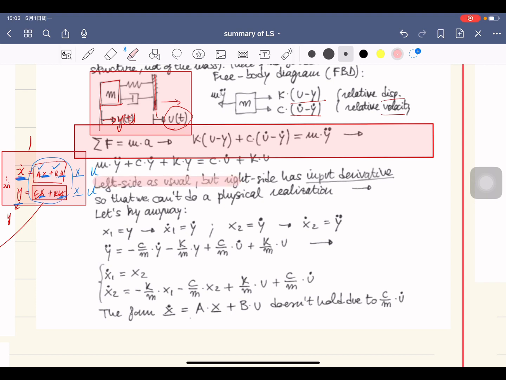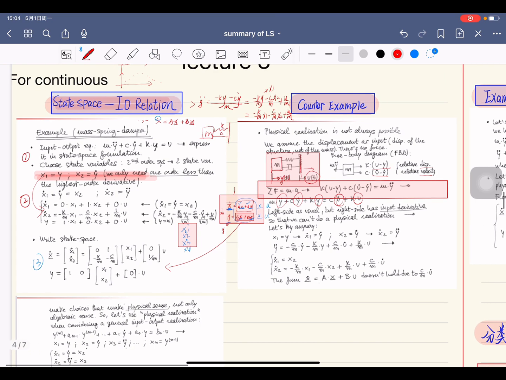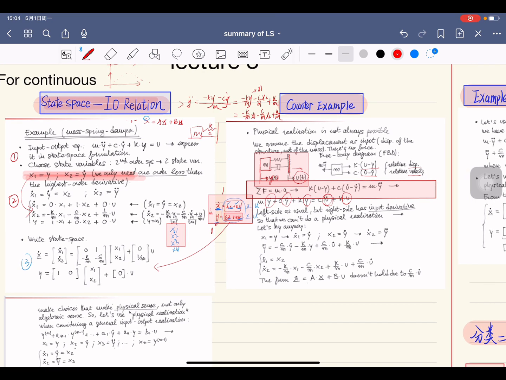The left side is as usual, but the right side has an input derivative, so that we can do a physical realization. Anyway, s1 equals y, so s1 dot will equal y dot, s2 equals y dot, so s2 dot will equal y double dot, the same way, right? But now we find that the difference between the last equation and this equation is that the derivative not only comes out for y, but also for the input. Not only for the output, but we also have the derivative of the input. So this way it's not very convenient for the method we just used. But actually, we will have a method to solve it in the next lecture, so don't worry about it. But you should know we will make some condition like this.